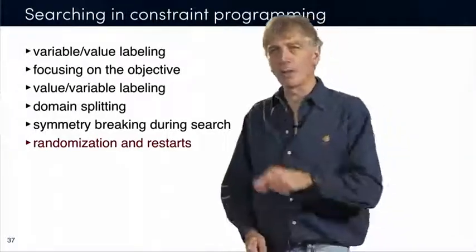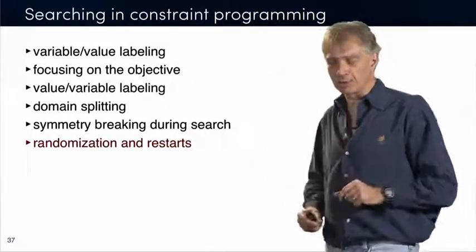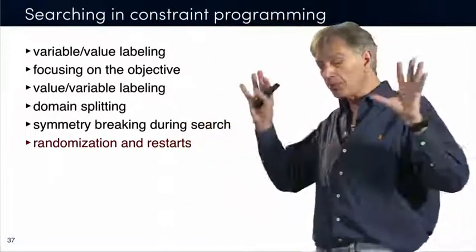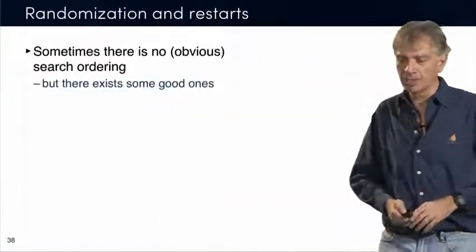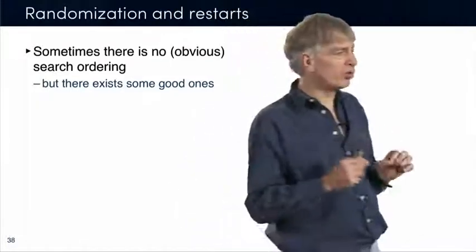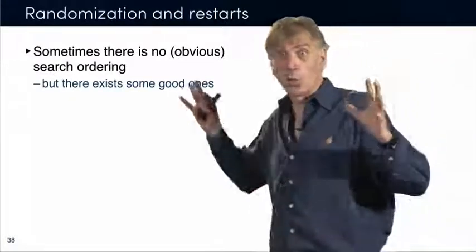Okay. So we'll come back to this when we talk about large neighborhood search, which is a more sophisticated use of this. But what I'm going to talk about now is very simple, but it can be very powerful for some examples. The basic key intuition here is that sometimes there is no obvious search ordering, but the structure of the problem is such that there is one. We just don't know which one it is.